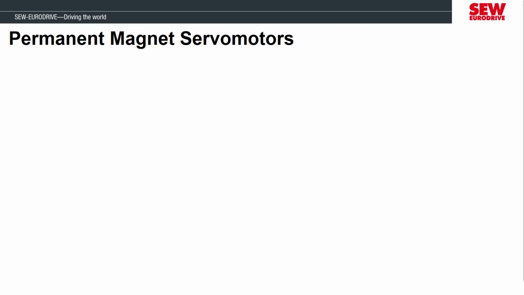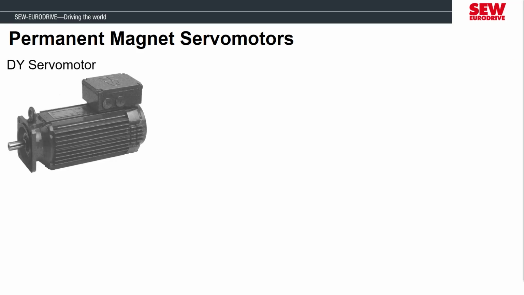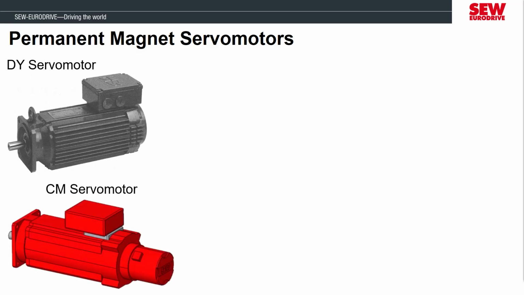The last motor we just looked at shares some qualities of a servomotor, so let's discuss the permanent magnet servomotors that we offer. The first servomotor we offered was the DY series. This motor is now obsolete, but there are many of them out there still running machines. The DY was replaced by the CM servomotor that was launched in 2002. The CM motor hasn't been discontinued yet, but it is an old design. The CM servo is very common because it has been around for 18 years.